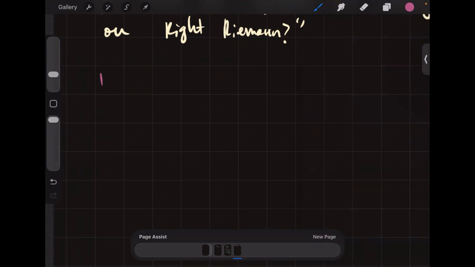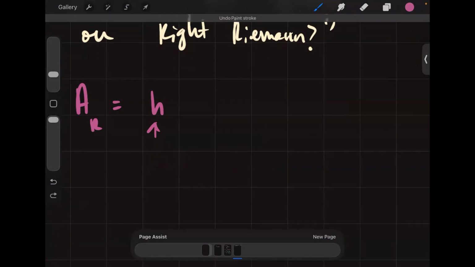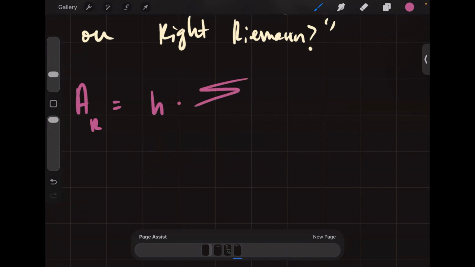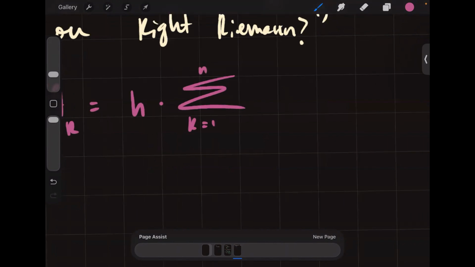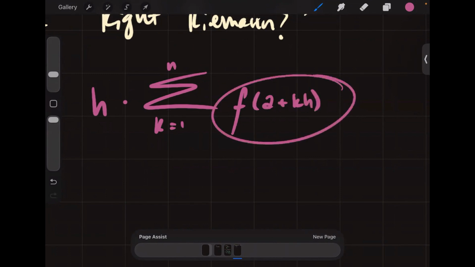We know that the right Riemann, so let's call it A sub R, is equal to h, the width of your boxes, times the sum of the height of the first box all the way to the height of the nth box. And you find that height by saying f of a plus kh. This gives you the height of each kth box.